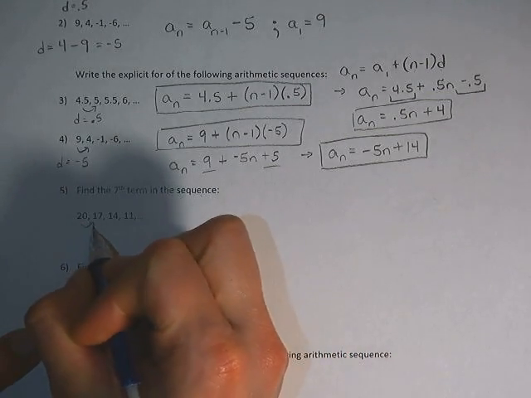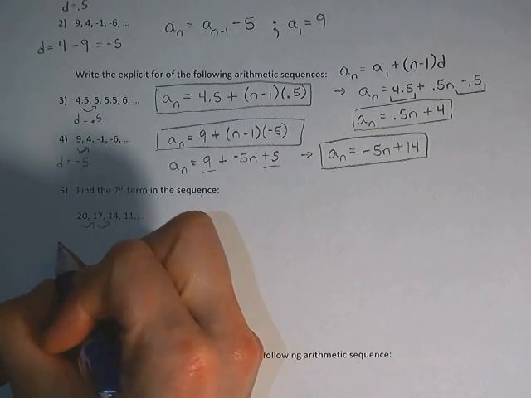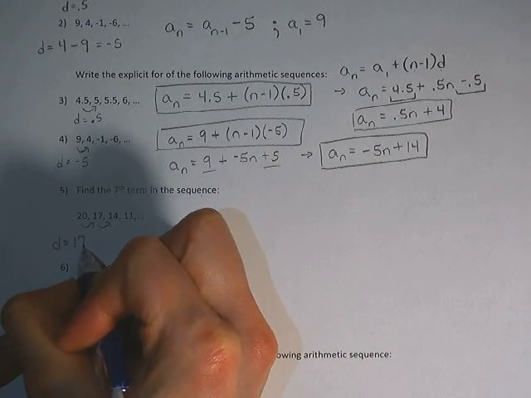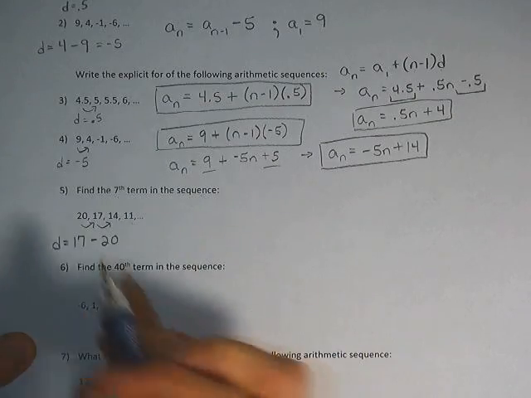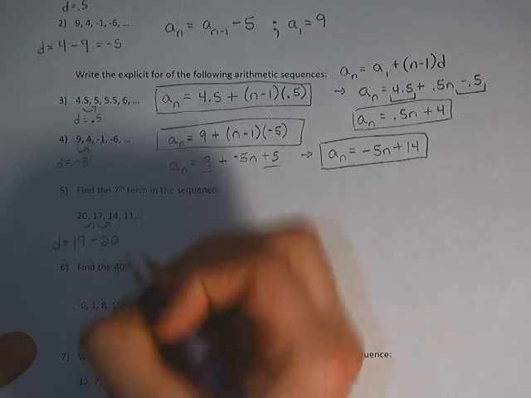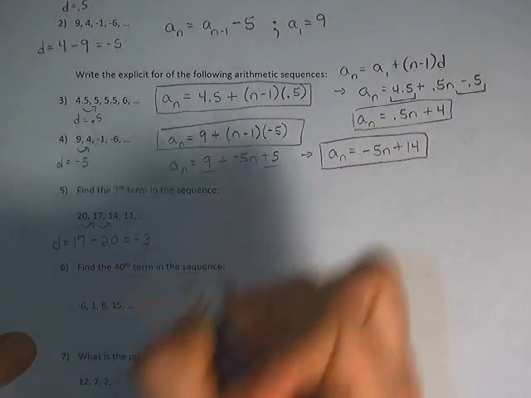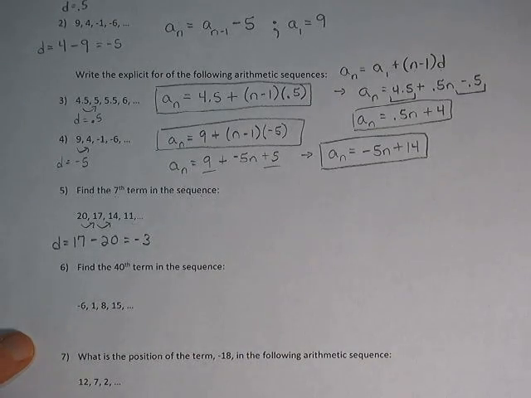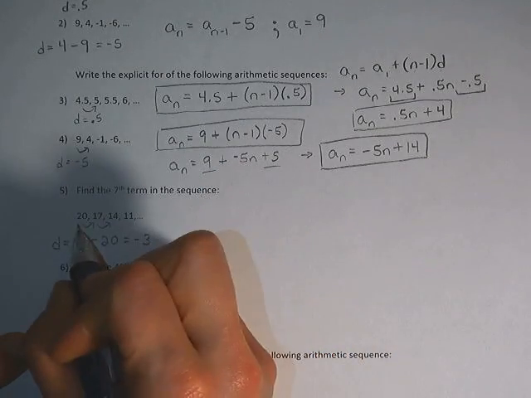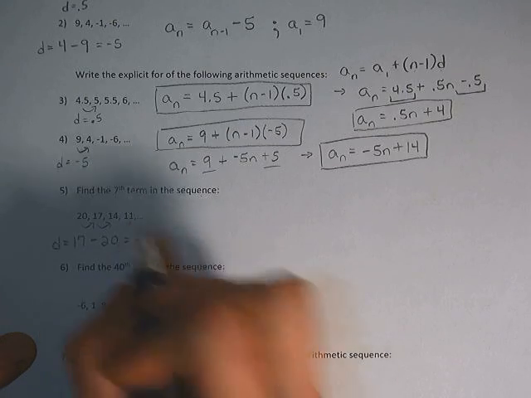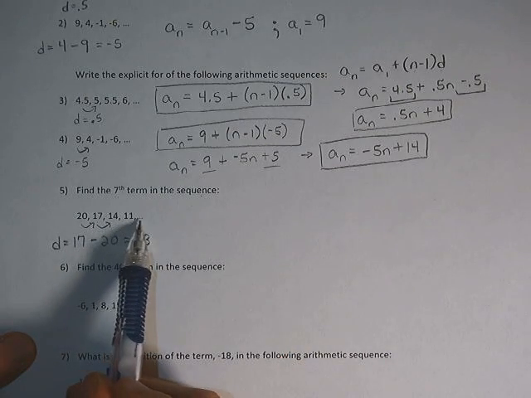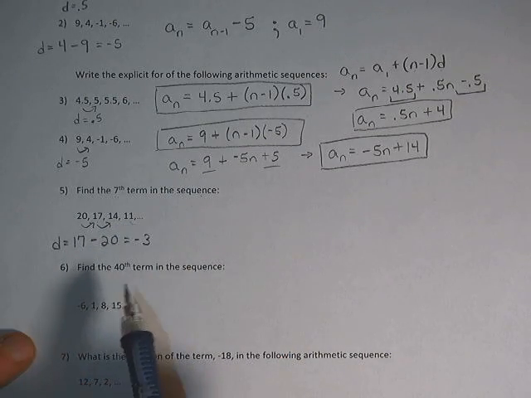So just find the pattern. Remember, if it's not obvious, you can take one term minus the one right before it, so like 17 minus 20. So we get -3. So that means I'm subtracting 3. Well, 1, 2, 3, 4. That's the 4th term right here. So now all I have to do is go a few more terms and I'll have it.